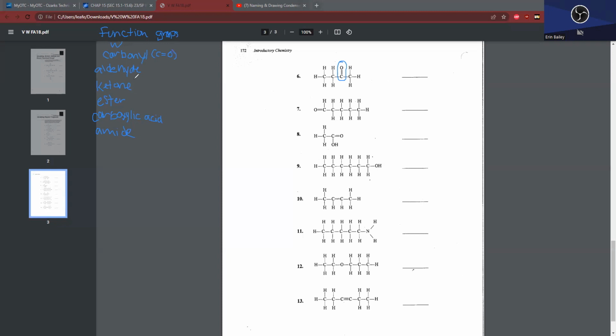Alrighty, so aldehyde, or sorry, we're going to go back over here. These are the ones, these are the functional groups with carbonyl. The ones without carbonyl here, it's without carbonyl, it's going to be alcohol, ether, just going to make these overarching.